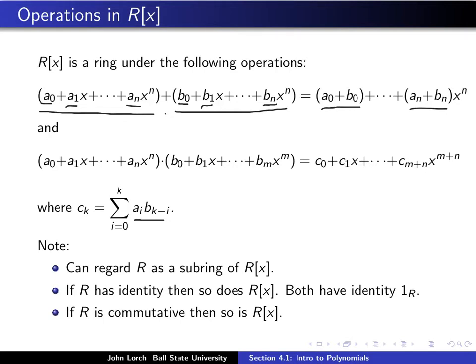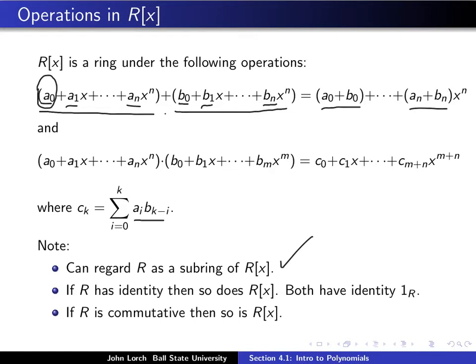However, in most of our applications, R is going to be commutative, and we won't have to worry about that very much. Okay, so a few things to note. First of all, you can view the ring R as a subring of the collection of polynomials. In fact, if you look at just the collection of constant polynomials, that is, those of degree 0, those are a subring of the collection of polynomials that's isomorphic to the ring R.